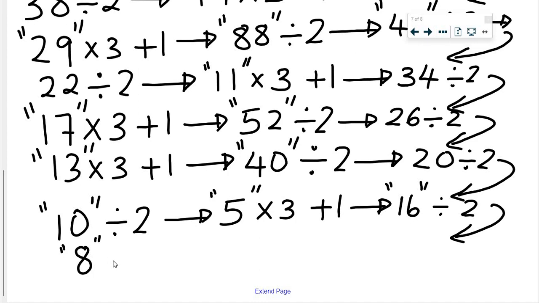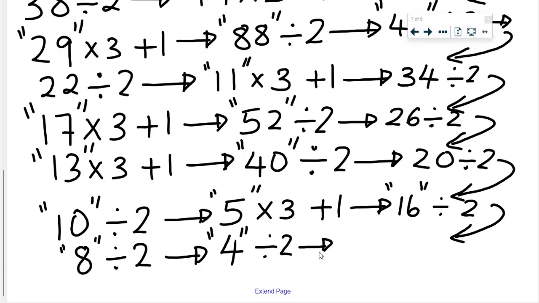This 8 is again an even number. You need to divide by 2. What do you get? You get 4. 4 is an even number. You need to divide by 2. What do you get? 4 divided by 2 gives you 2. 2 is an even number. Divide by 2. Boom. You have 1.